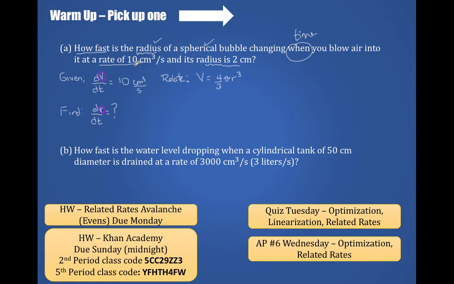I have a volume that is changing as I blow the bubble, and as I blow air into the bubble, the radius is changing too. So I cannot put a number in for volume or for radius before calculus. If your value is changing with respect to time, you cannot put any values in until after you differentiate.